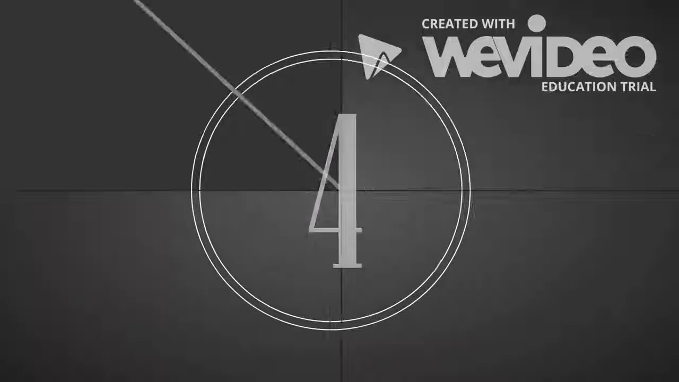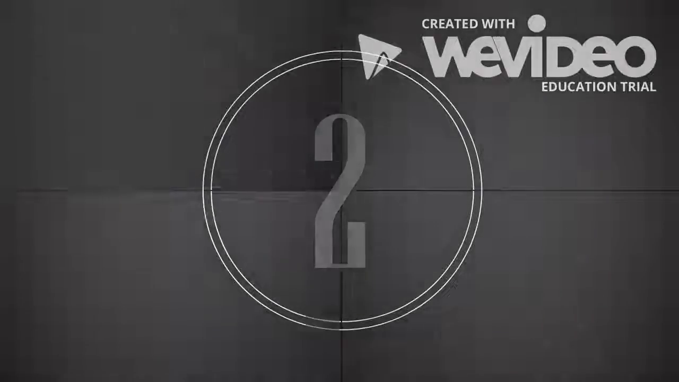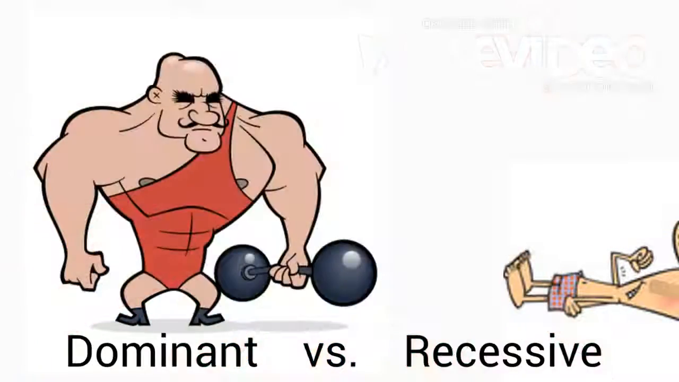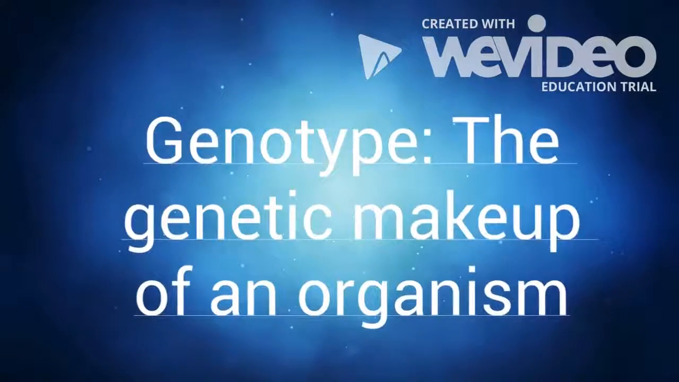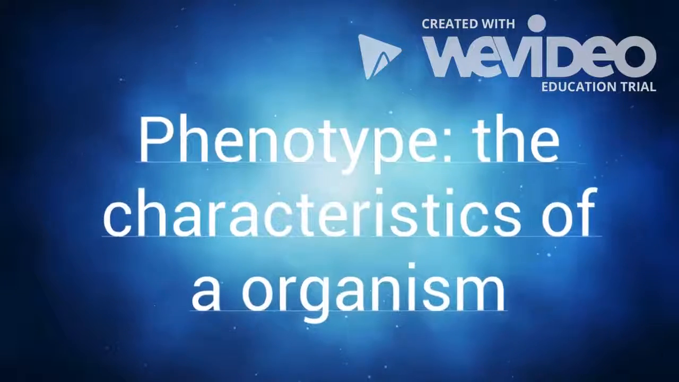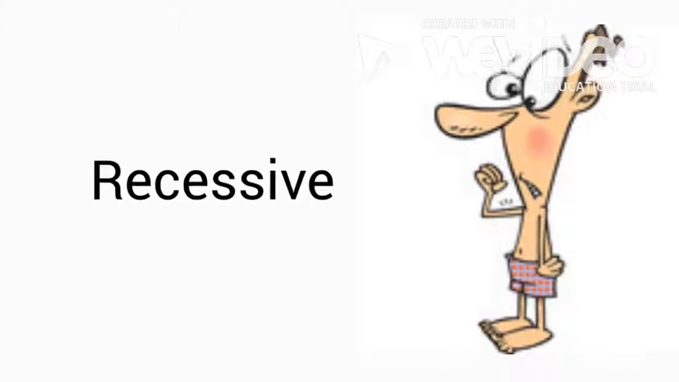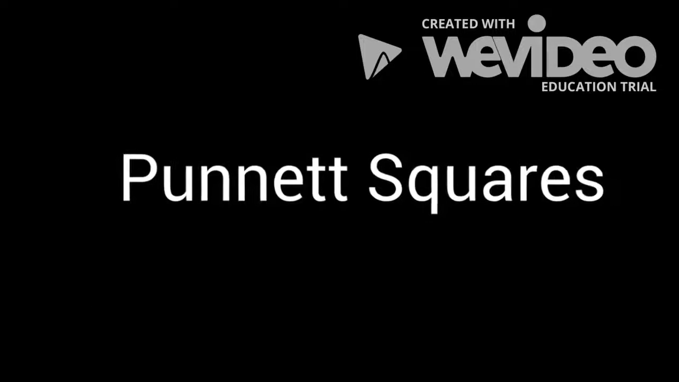Well, this all has to do with what we call dominant and recessive traits. We looked at this a little bit. Remember, dominant traits are those that beat out recessive traits. We can have both traits as part of our genotype, but only one will show up in our phenotype, or what we look like. Okay, so we know what dominant and recessive mean, but we need a way to represent that. That method is called Punnett squares.